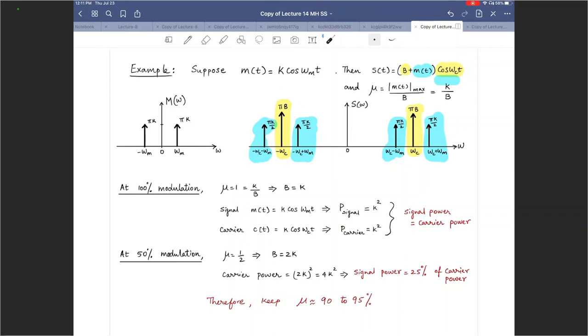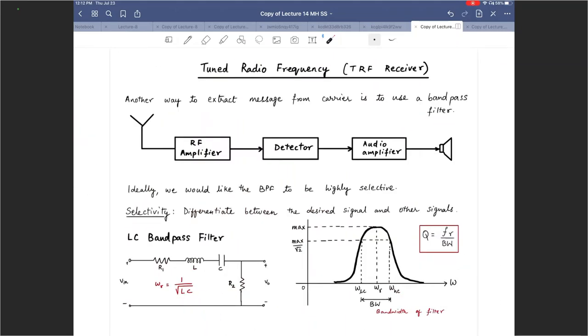So we are sending a huge carrier and a quarter of that power is associated with the signal, which is pretty bad, right? Because we are using most of our power resource to transmit something that doesn't even have information, the carrier. It is just being used for the detection. So we would try to keep that mu factor, the modulation index, between 90 and 95%. Pretty high, pretty close to 1. All right. So what we'll do here is, because what we have next is a new topic, I'm going to stop here.